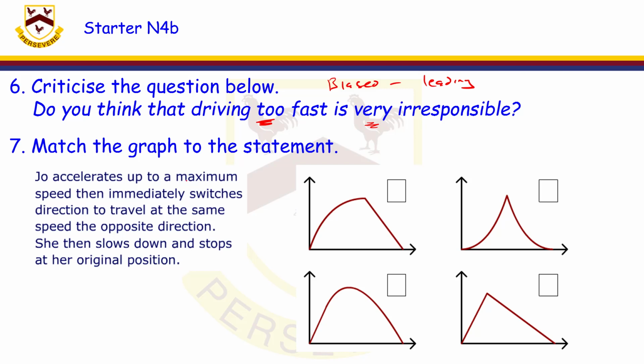Joe accelerates to a maximum speed, then immediately switches direction to travel at the same speed in the opposite direction. She then slows down and stops. So if we label them, it's going to be B, because she accelerates, so you can see the gradients getting steeper and steeper till it's one steepness there. Immediately, without slowing down, immediately switches to travel at the same speed in the opposite direction, and then slows down as she approaches home. So we got B on that one.